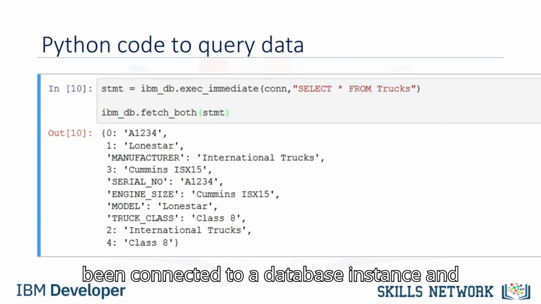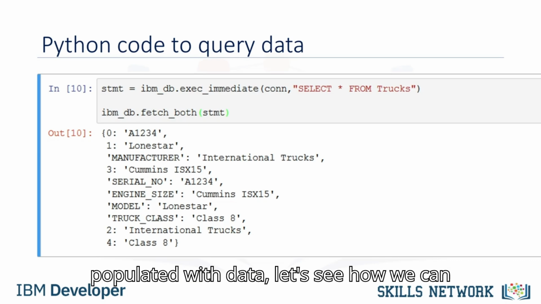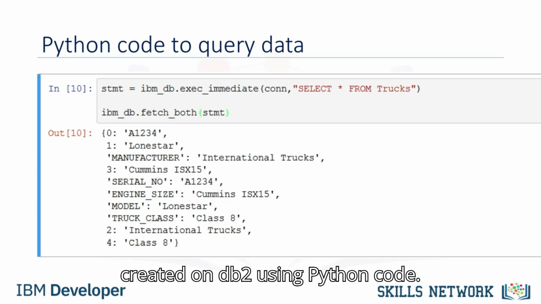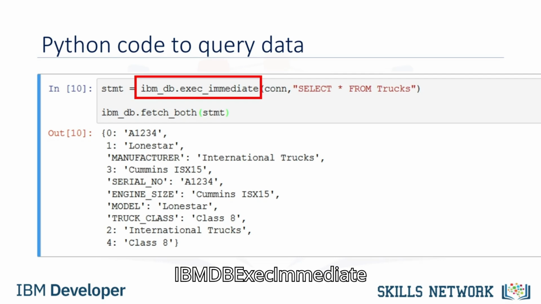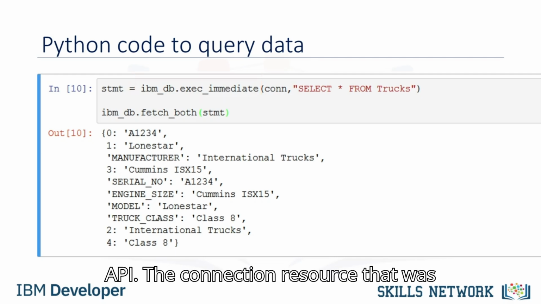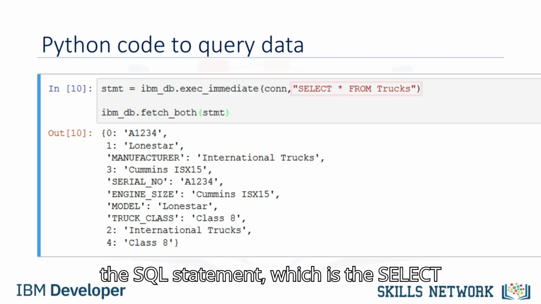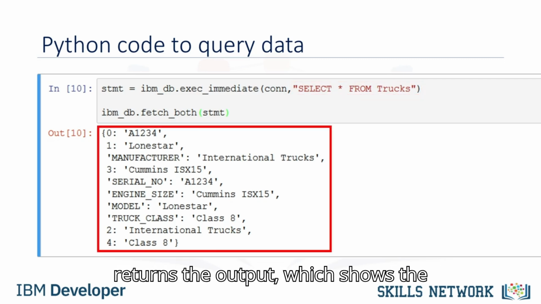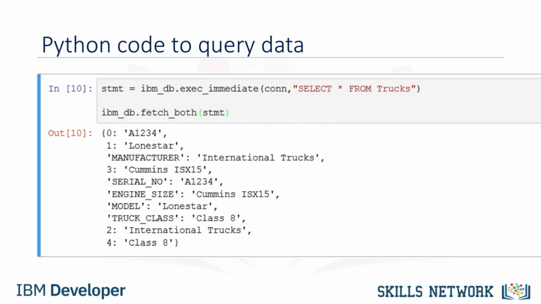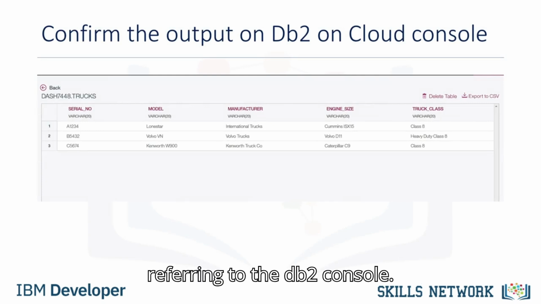Now that your Python code has been connected to a database instance and the database table has been created and populated with data, let's see how we can fetch data from the trucks table that we created on DB2 using Python code. We use the IBM_DB exec_immediate function of the IBM_DB API. The connection resource that was created is passed as the first parameter to this function. The next parameter is the SQL statement, which is the select from table query. The Python code returns the output, which shows the fields of the data in the trucks table. You can check if the output returned by the select query shown is correct by referring to the DB2 console.